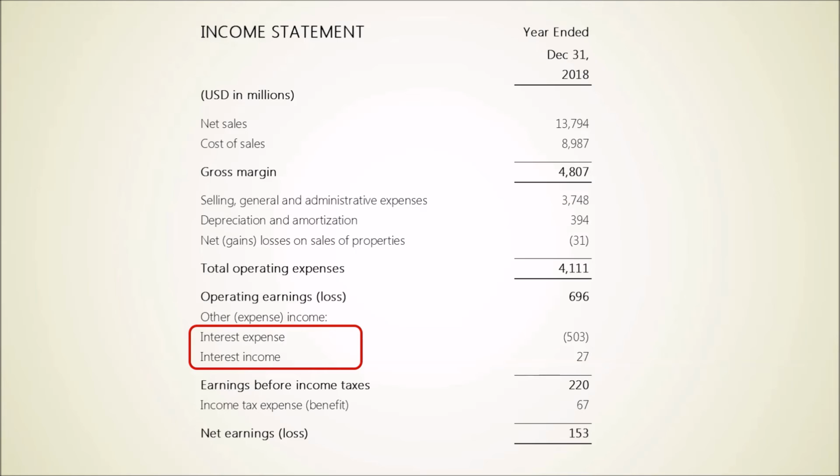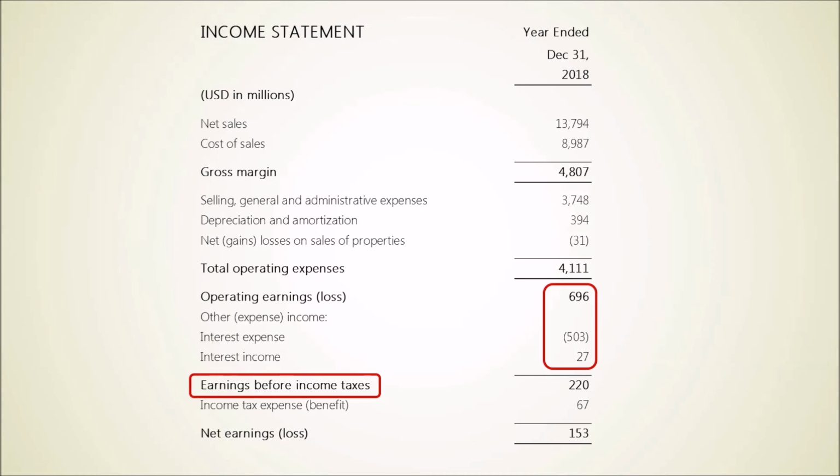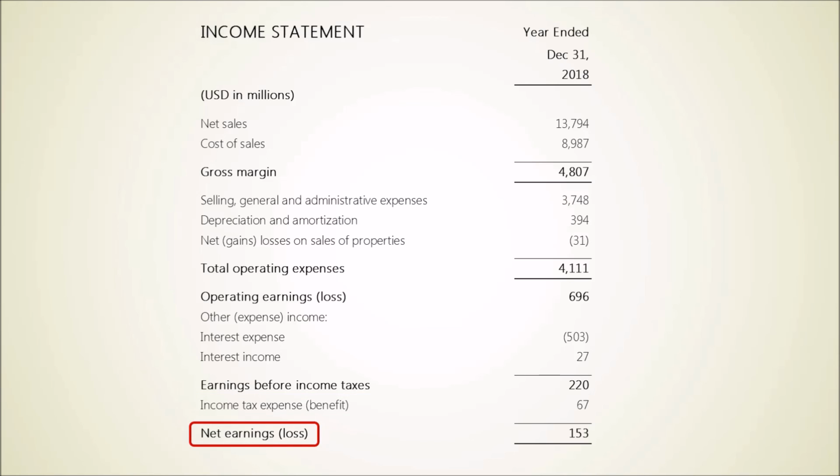Interest expense is really interest paid on loans acquired by the company, and interest income is the interest on any bank balances that a company has. This leads to our earnings before income taxes. As you can see, it is the sum of operating earnings less interest expenses plus interest income. The company's total earnings before income taxes is $220 million, which leads to our income tax expense or benefit, which is $67 million. And then finally net earnings, which is $153 million US for this company.